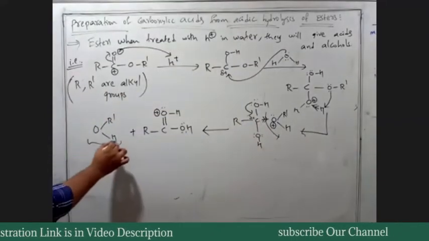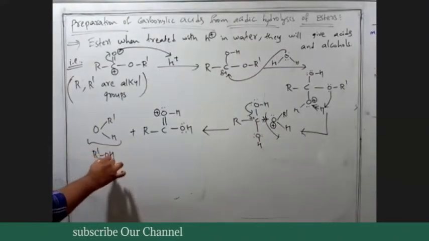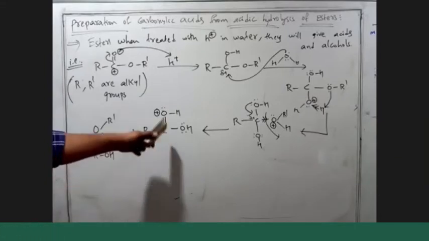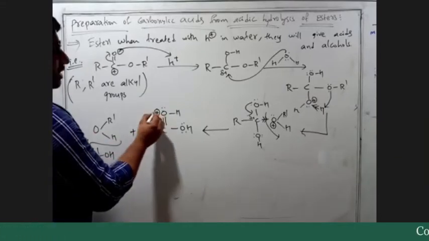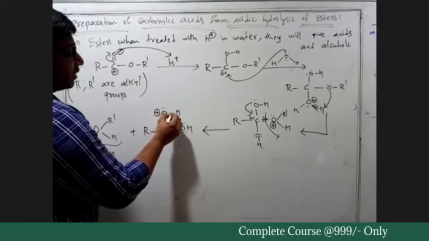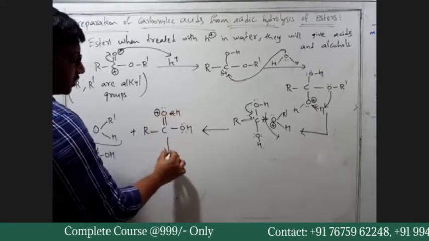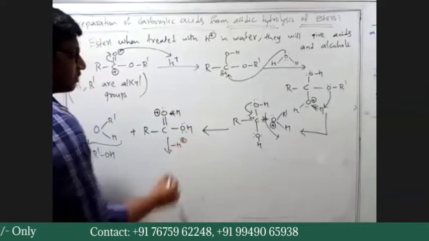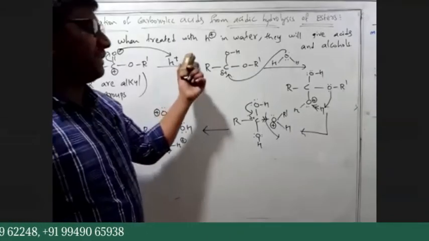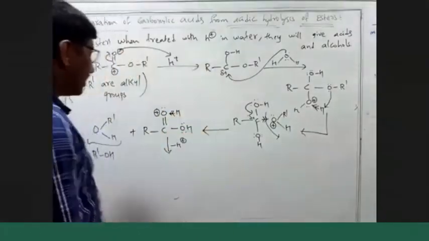This is nothing but R dash OH, an alcohol. And this R C double bond O, again oxygen has positive charge here. This electron density tries to move. So soon we lose H plus, and the H plus that we took initially will be regenerated.